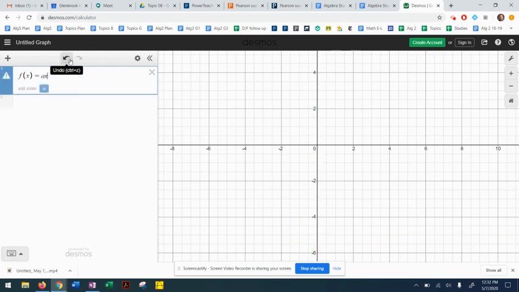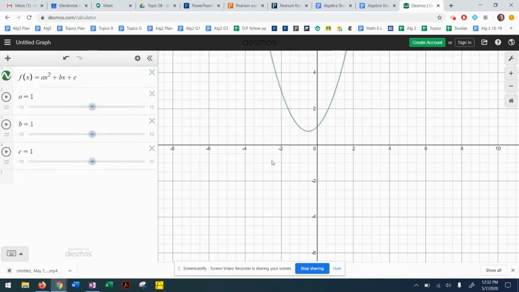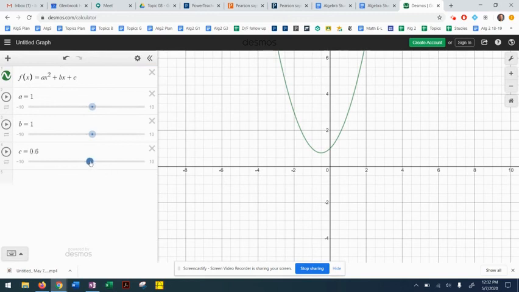Let's go ax squared plus bx plus c. And right there, that parabola has 0 solutions. This parabola has 2 solutions, crosses the x-axis twice. This parabola right here has, right there, 1 solution.